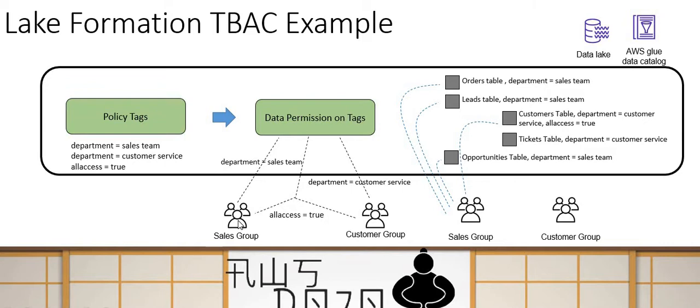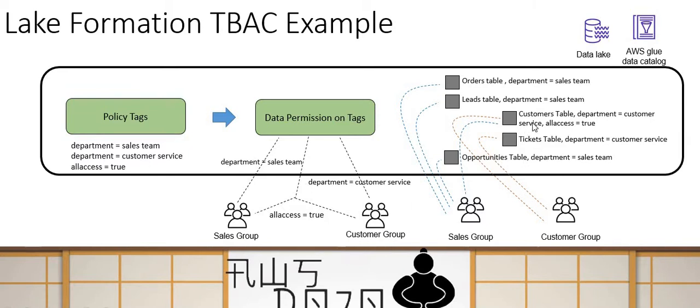So simple, I just created the resources, attached that with a policy tag, and based on the policy tag attached or associated, this sales group automatically gets access. And now if we talk about the customers group, they automatically get access to both customers and tickets table, because in case of tickets table, department is equal to customer service, and by virtue of having department equal to customer service, the customer group gets access.